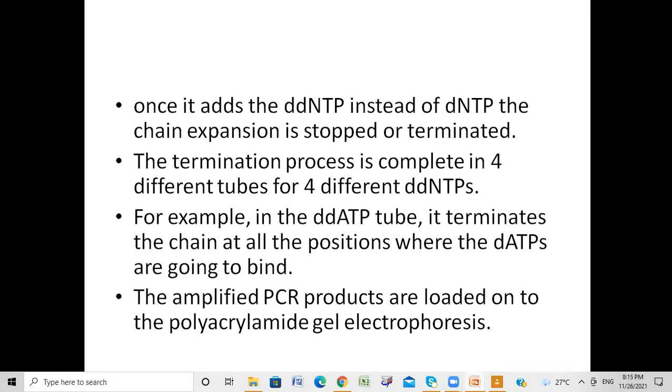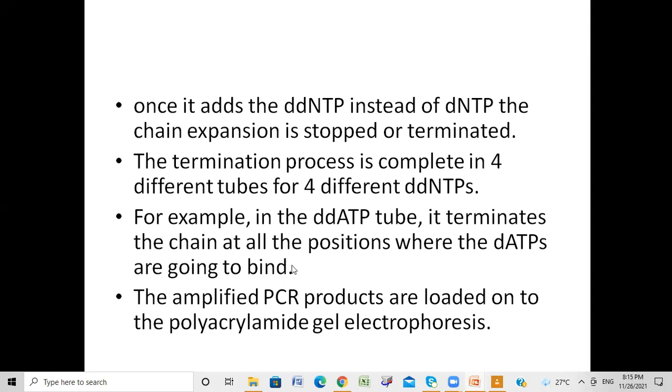So instead of dNTP, when it picks this ddNTP, the chain expansion is going to be stopped, or the chain is going to be terminated. So the termination process is completed in 4 different tubes for 4 different ddNTPs. For example, in the ddATP tube, it terminates the chain at all the positions where the dATPs are going to bind.